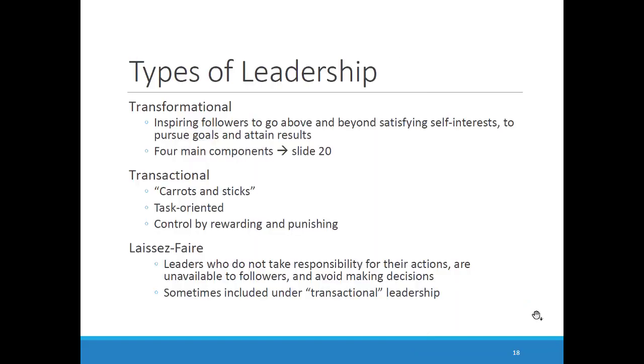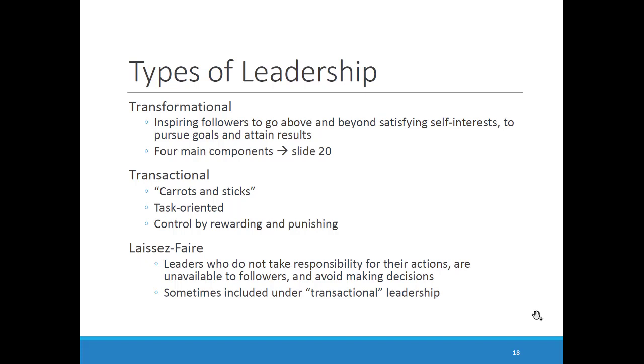All right, so moving on from LMX to talk about leadership in terms of different types of leadership. There are three major categories of leadership, and the first is called transformational. This transformational leadership is one of the most studied areas of leadership in IO psychology. We'll talk more about it in the coming slides, but just to give you an introduction, transformational leaders inspire their followers. They inspire them to go above and beyond their own interests to pursue goals and attain results.